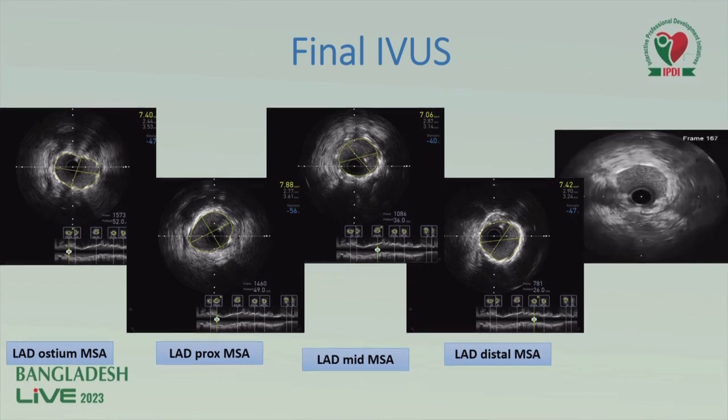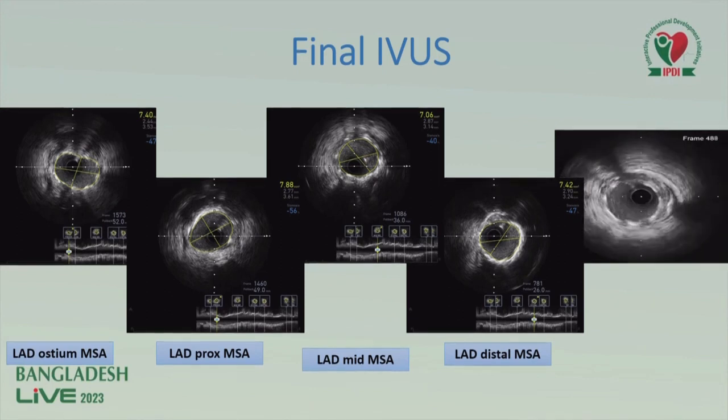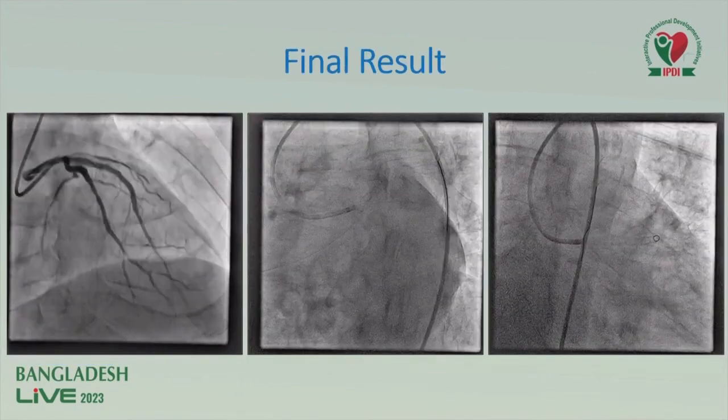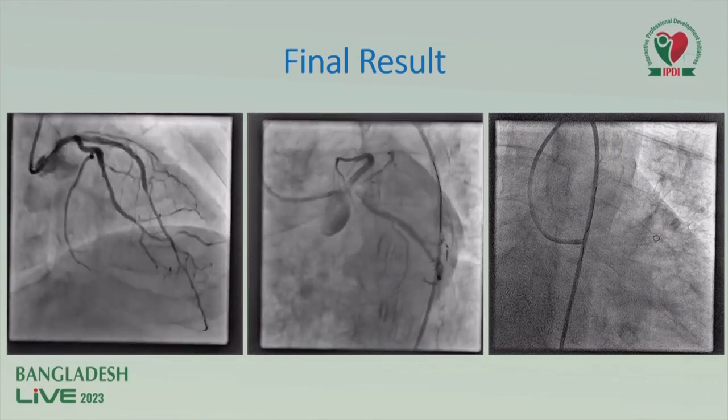The MSA was good from ostium to distal part of the LAD, and there is proper expansion, no malapposition, no edge dissection of the stent. And this is the final angiographic view in my case.